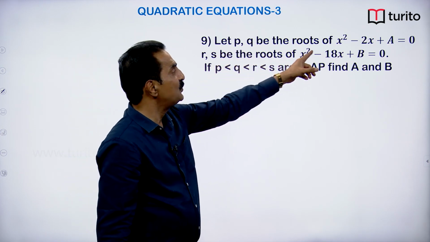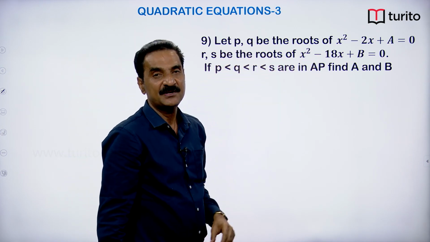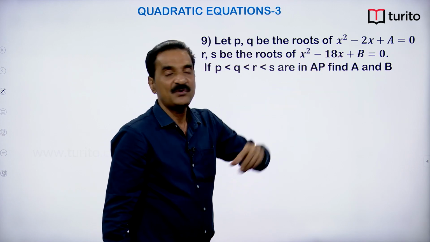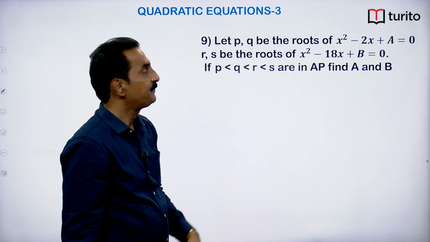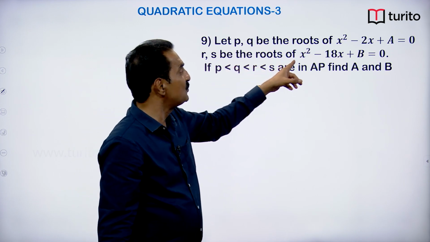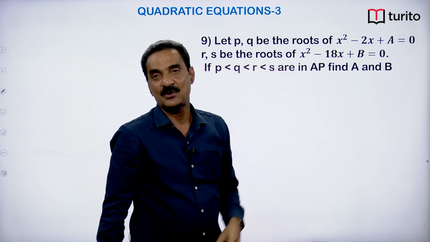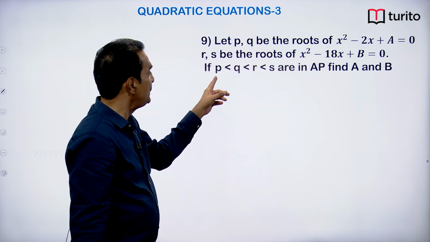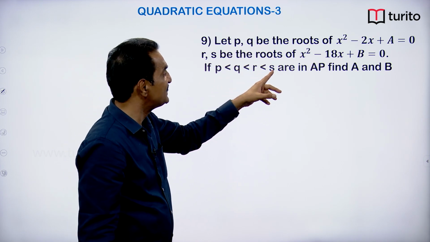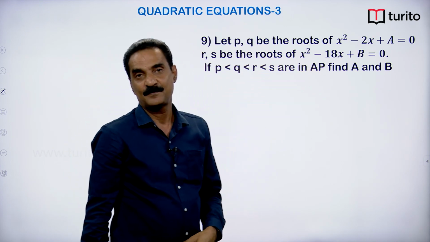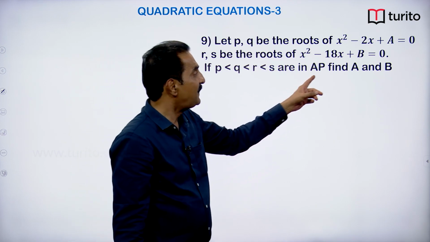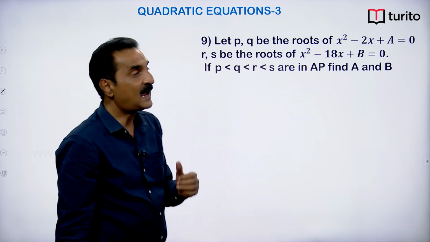Let P and Q be the roots of the quadratic equation x square minus 2x plus A is equal to 0. R and S be the roots of the next quadratic equation. P less than Q less than R less than S are in arithmetic progression, AP. Then find A and B, capital A and capital B.